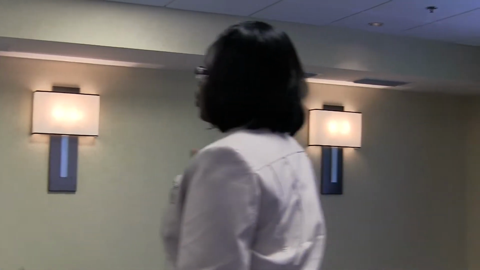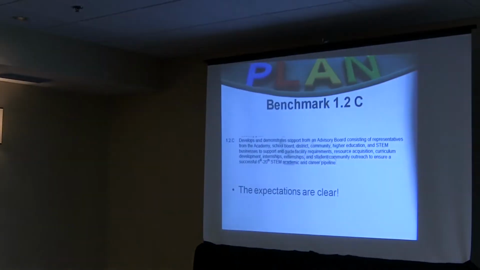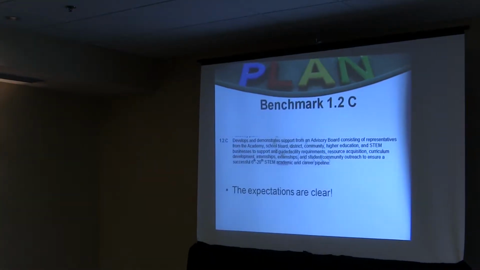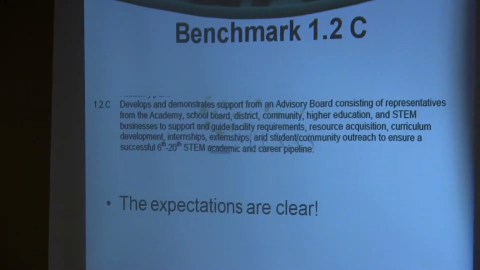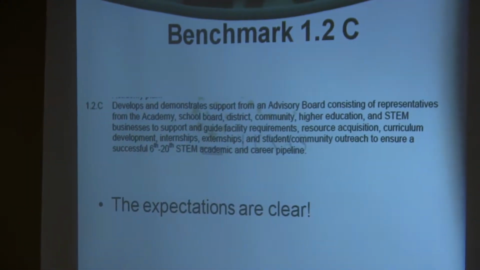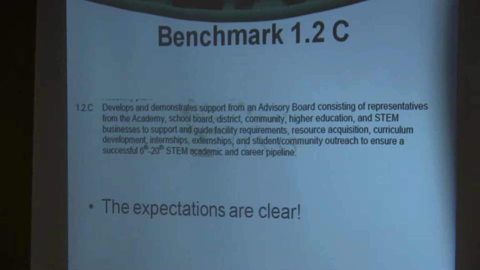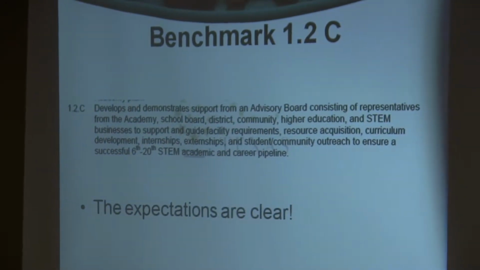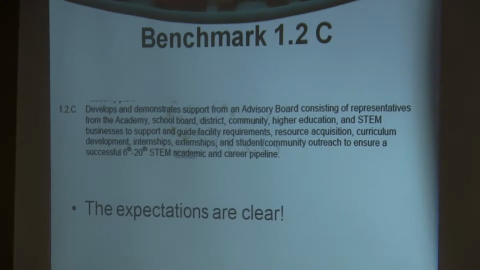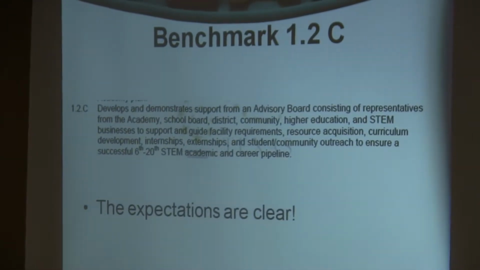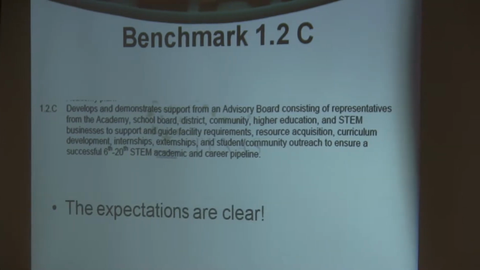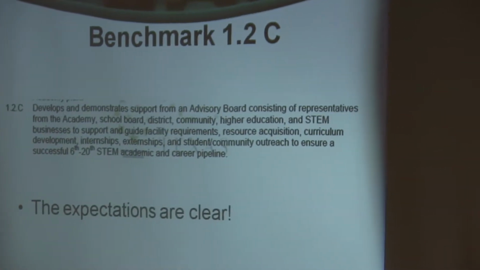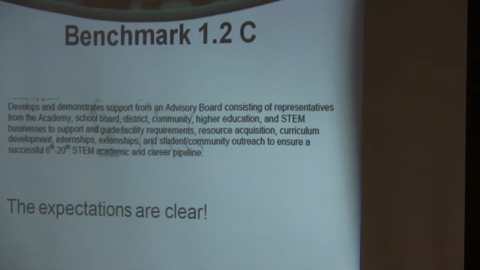All right, so the T-STEM blueprint benchmark that we're addressing here is 1.2C, which is that the school has to develop and demonstrate support from an advisory board consisting of representatives from the academy, the school board, the district, the community, higher education, and STEM businesses to support and guide facility requirements, resource acquisition, curriculum development, internships, externships, and student community outreach to ensure a successful 6th through 20th STEM academy, STEM academic and career pipeline.